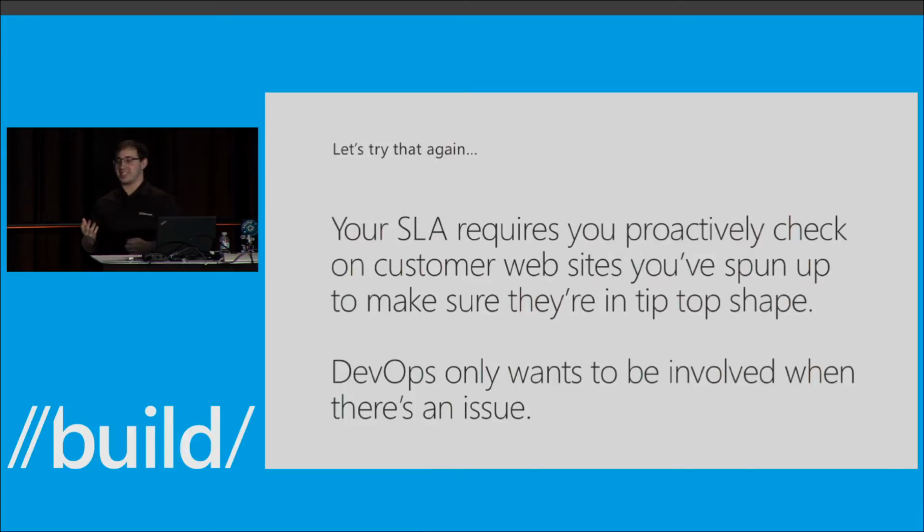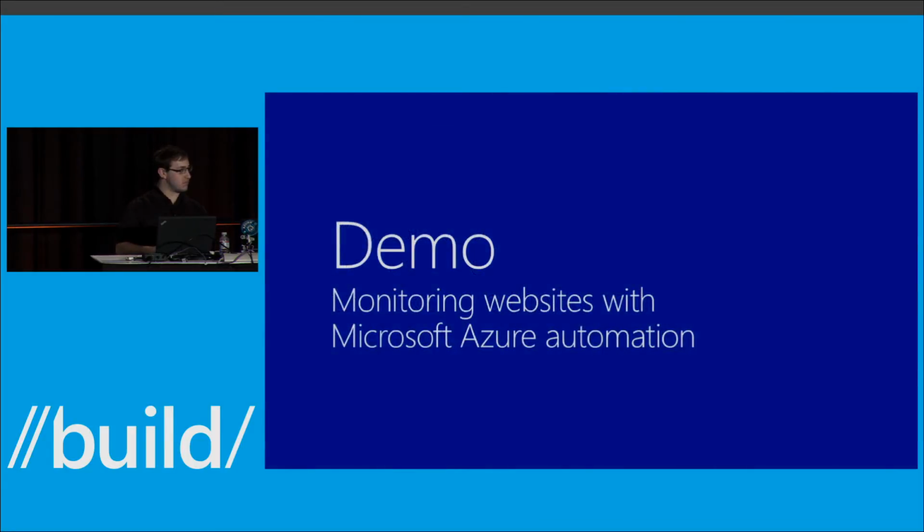So let's think again about that same scenario and how you can do this in a highly available, robust way instead of just having it run on one host that could die. So again, DevOps only wants to be involved when there's an issue with a website. So how can we use the automation service to do this? I'll show you how this works in Azure Automation.